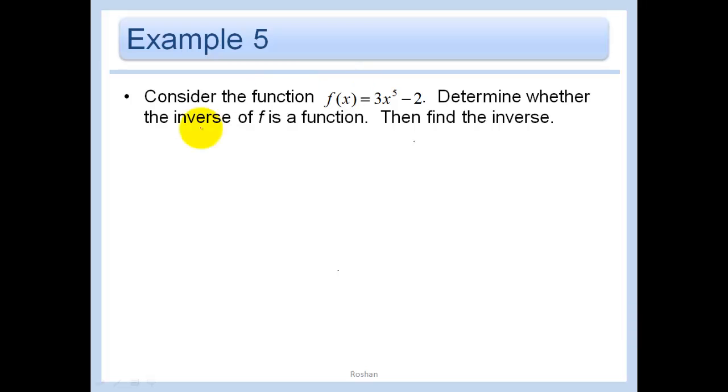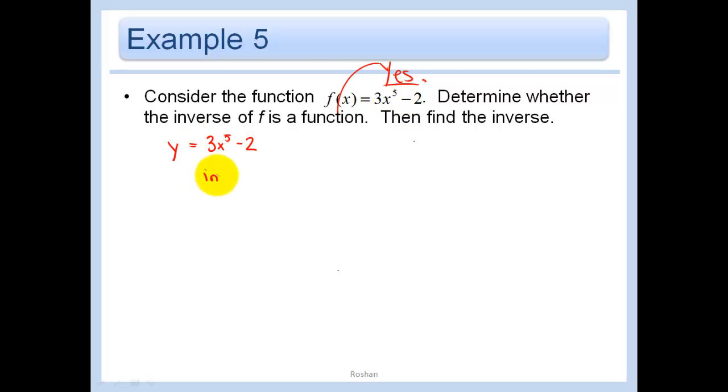Let's consider this function, y equals 3x to the fifth minus 2. Do we think that the inverse is going to be a function? Well, this is an odd degree, right? It's just some transformation of the x to the fifth graph. So yes, the inverse is going to be a function, we think, because again, it's an odd degree. And let's solve it and we'll see that.